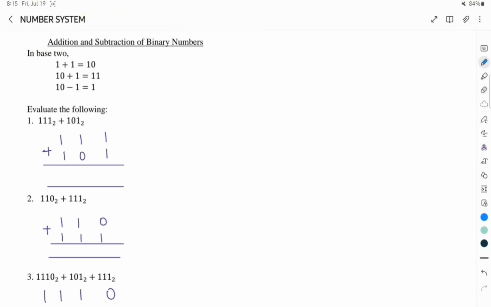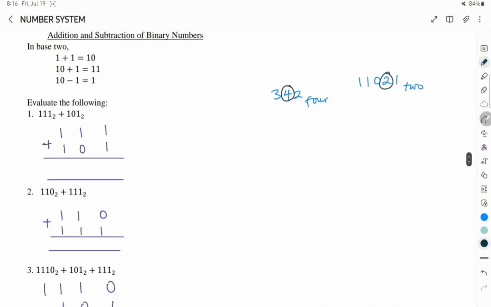What do I mean? It is impossible to have 3, 4, 2 base 4. This is not possible. So it is also impossible to have 1, 1, 0, 2, 1 base 2. This is not possible. These two right here make it impossible. However, we can have 1, 1, 0, 2, 1 base 3, right? Because the base is 3 and each of the digits is less than the base, right? 1 is less than 3, 0 is less than 3, 2 is less than 3.